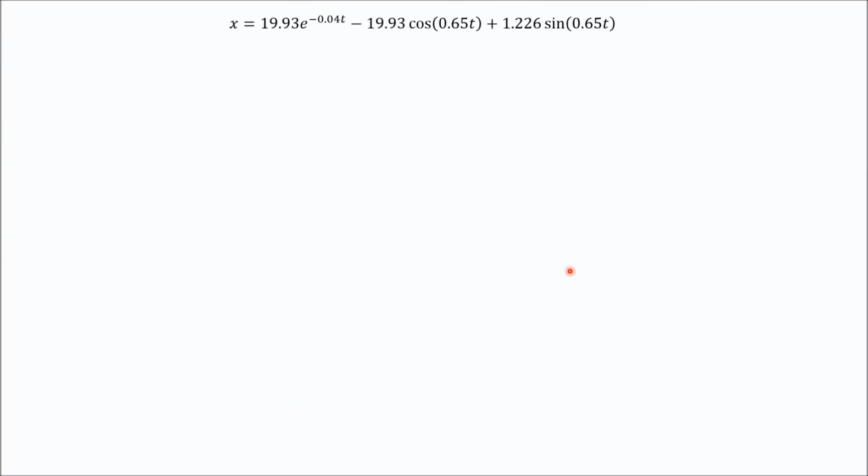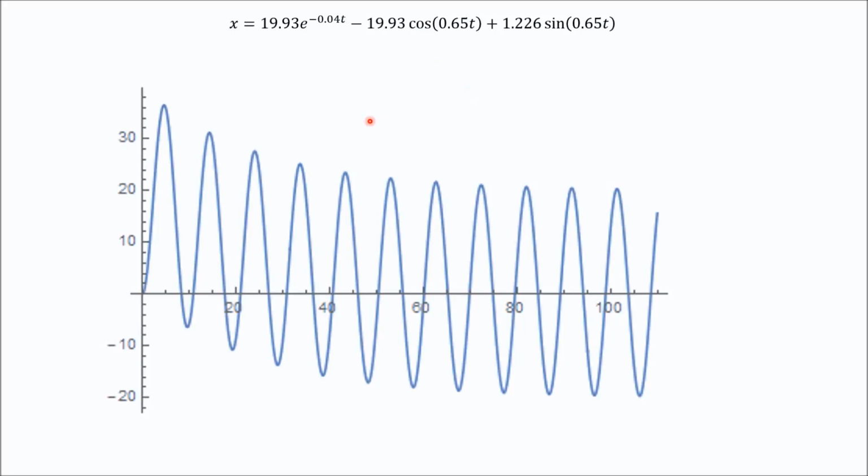So we have this solution. I thought I'd plot it for you. Recall that the external forcing function was 12 e to the minus 0.04t. So it's an exponentially decaying forcing function, which caused our mass to oscillate back and forth, but it was shifted.